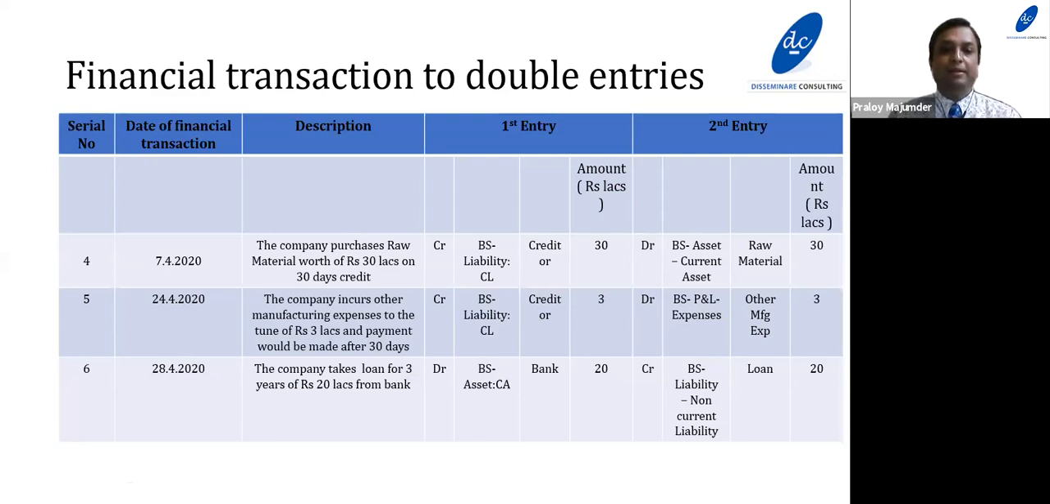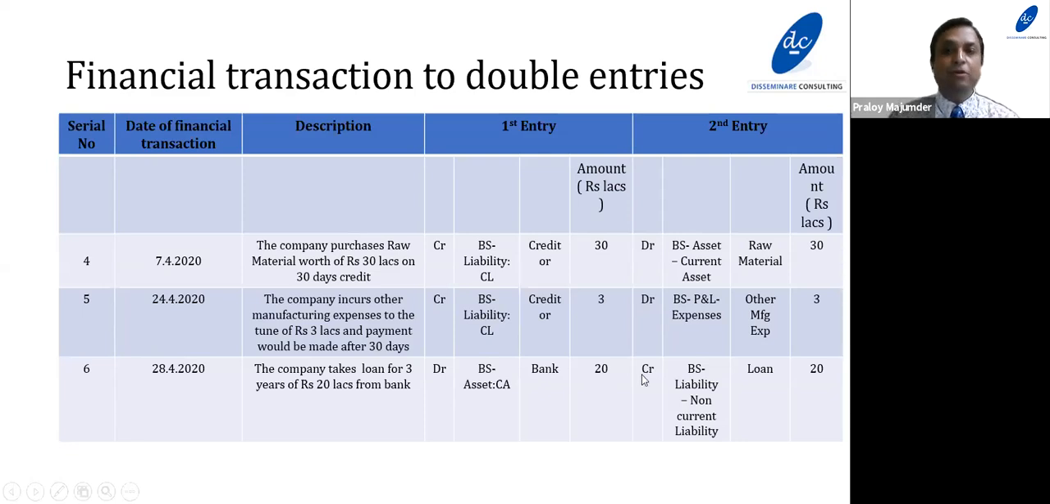On 28th April, the company takes a loan for 3 years of rupees 20 lakhs from the bank. So it's an inflow. Now that's why debit, balance sheet asset, current assets, bank, immediate in the form of a bank, 20 lakhs. Now if the first entry is a debit, the second entry will be credit.